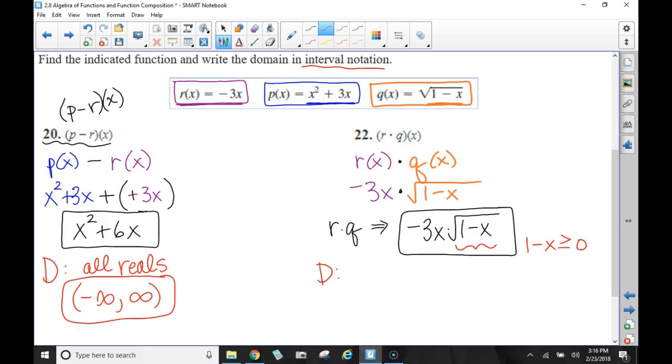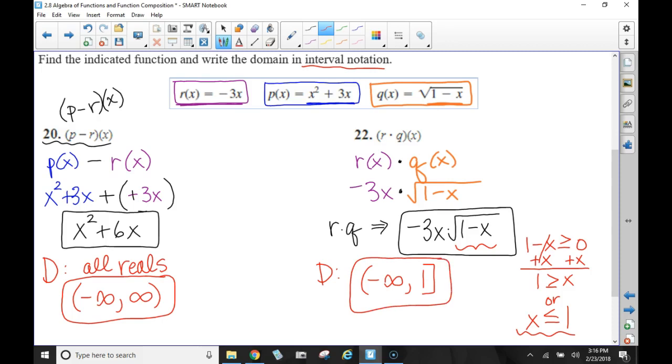Remember how we tackle the domain on something like this? So our next step is to solve this little inequality for x. And I think the easiest way to do that is to add x to both sides. So we get 1 is greater than or equal to x. And another way to write that is to say x values need to stay less than or equal to 1. There's our domain. All the x values that are less than or equal to 1. And so those numbers expressed in interval notation is everything from negative infinity up to and including 1.